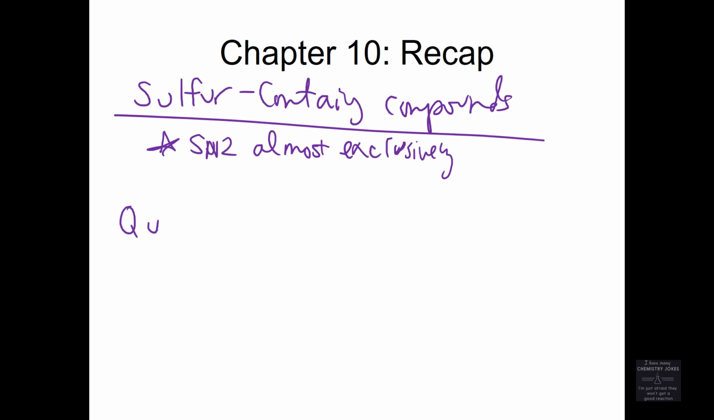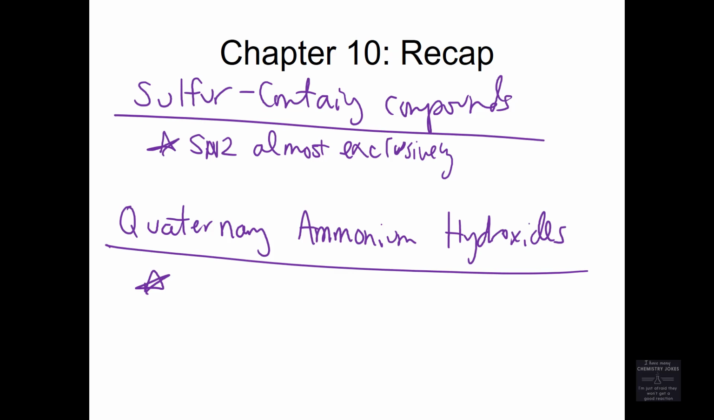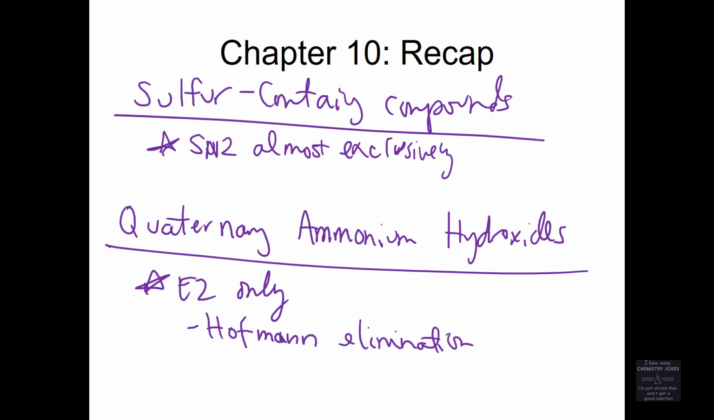And the last thing we talked about was quaternary ammonium hydroxide. They did E2 and E2 only. You've got Hofmann elimination. We started off with a bang that was going to seem really confusing because alcohols can do so many things. But then we hit several other functional groups that don't do lots of things. So I think it's a pretty good wrap-up. I like it.